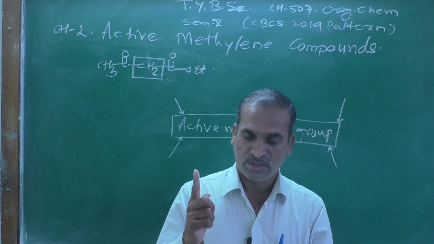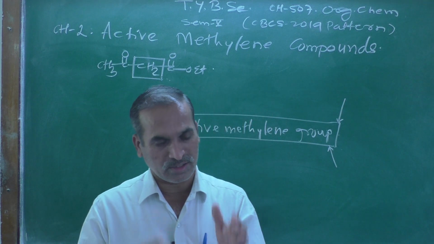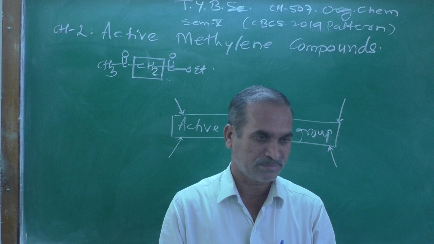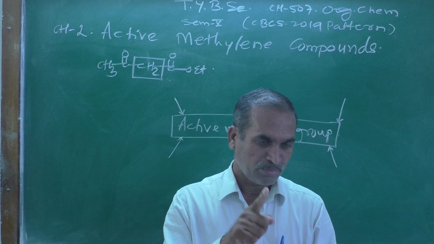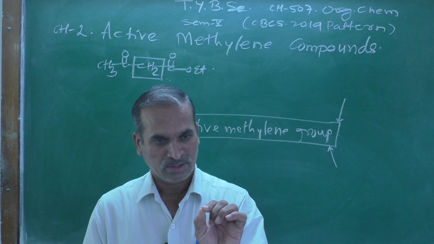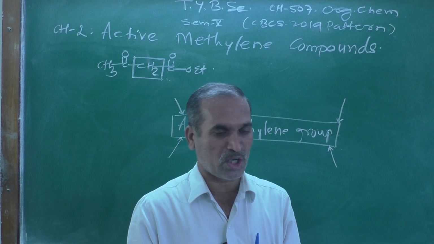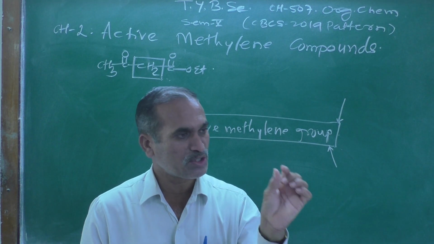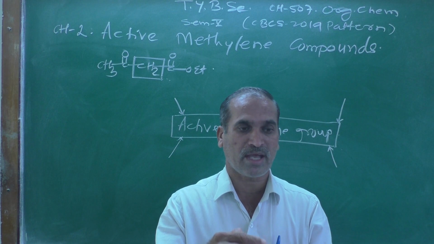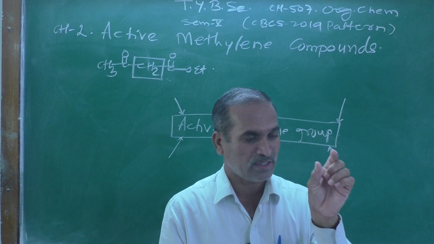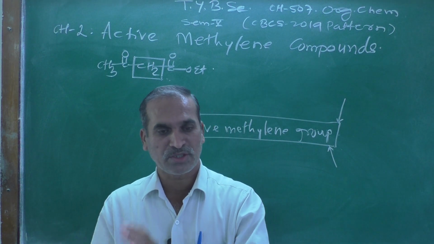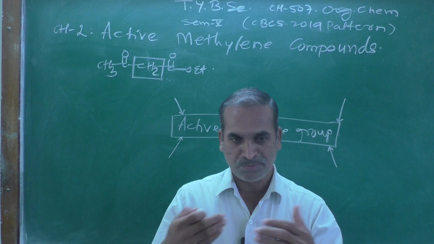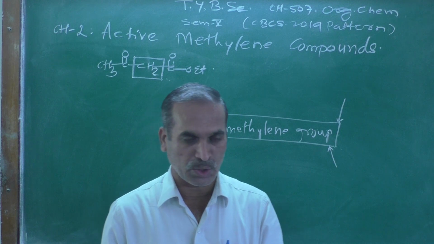Carbanion means what? The species which carries a negative charge on carbon is generally termed a carbanion. When the proton, meaning hydrogen, goes along with the strong base, leaving its bonding pair on that carbon atom, a negative charge is developed, and that species is known as a carbanion. That carbanion can act as a nucleophile, and on reaction with an alkyl halide we will get different substituted acetone, specifically ketones.